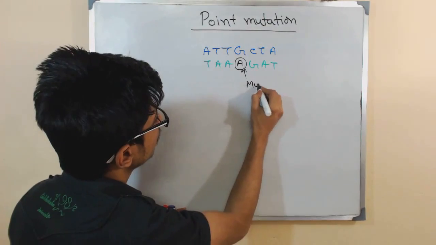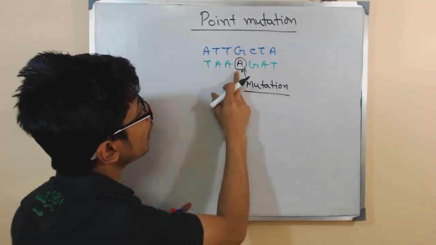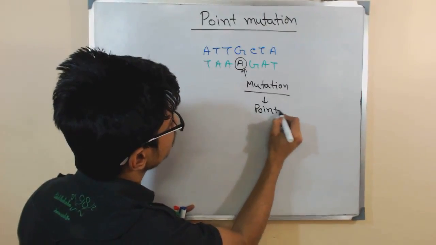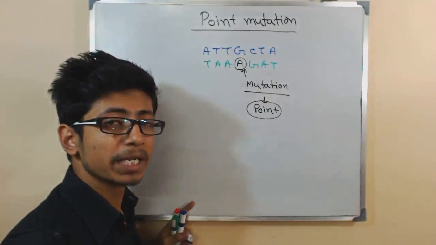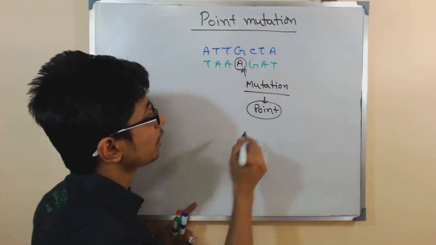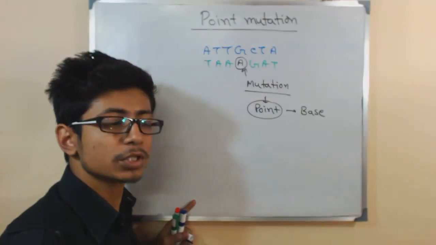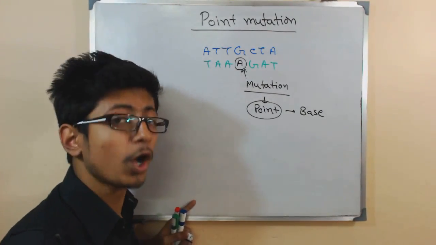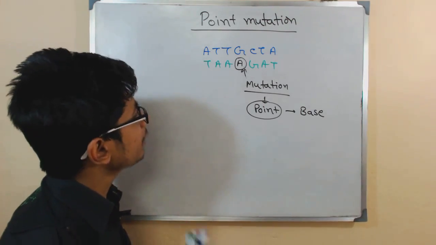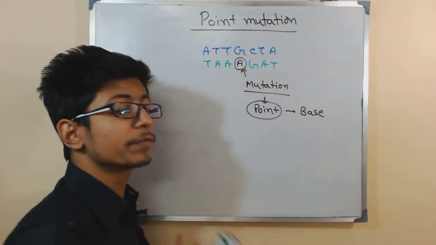This is a type of mutation, and as the mutation occurred in one base only, it will be termed as point mutation, because the mutation takes place in only one point in the DNA. That means point here means base. So point mutation means the mutation occurs in a single base pair or single base in the DNA. Okay, so there are many different varieties of point mutation, because the point mutation can be of different types.